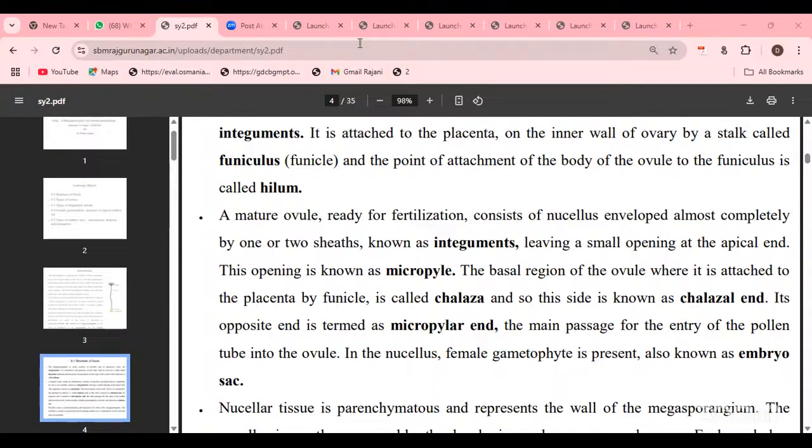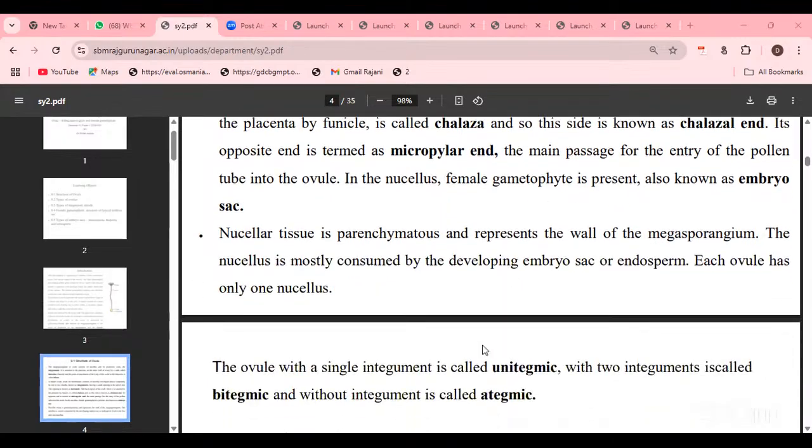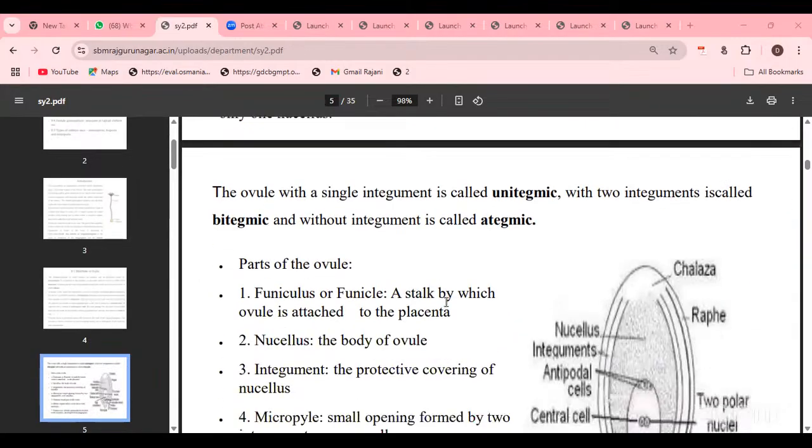The nucellus tissue is the parenchyma tissue. It is made up of nucellus parenchyma and represents the wall of the megasporangium. The nucellus is mostly consumed by the developing embryo sac or endosperm. Each ovule has only one nucellus, which is the reserve food material.